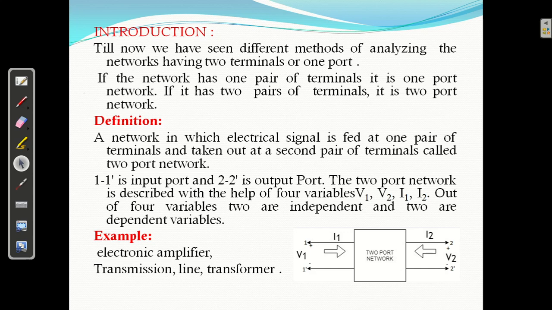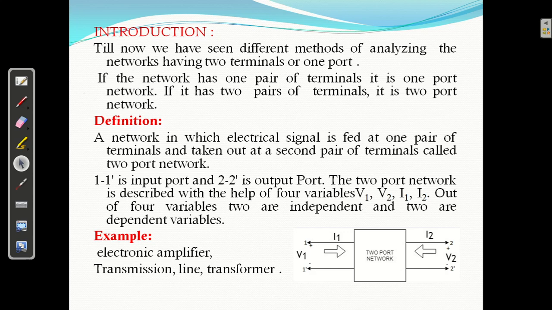Actually till date we have studied only one port, clear, and one port with two variables V and I. Clear, but in this lecture we will discuss two pair of ports, clear, with the four variables, right? So in one port, clear, we have only two terminals and the two variables V and I.